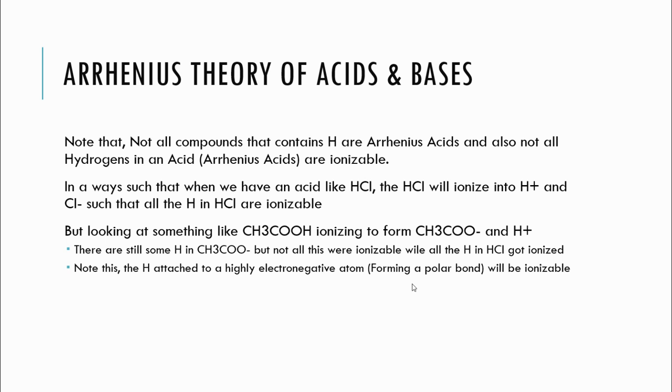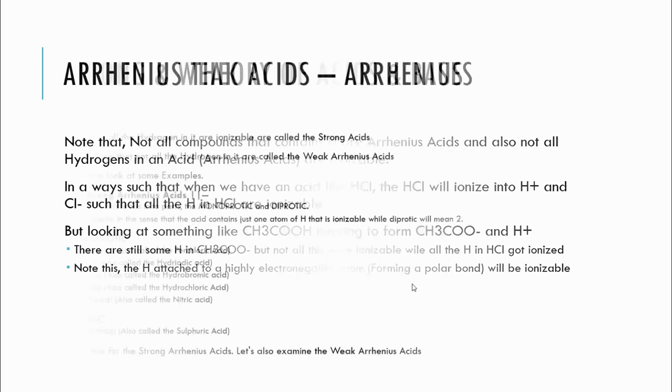So there are still some H in CH3COO minus, but not all these were ionizable, while all the H in HCl got ionized. So the H attached to a highly electronegative atom forming a polar bond will be ionized. That's the idea. It is the H that is involved in the ionic bonding most likely that will ionize. Moving on.